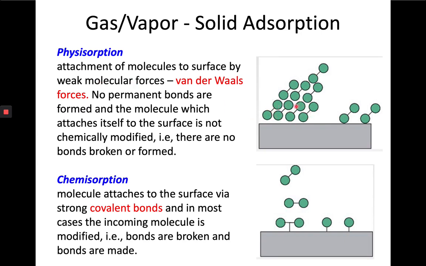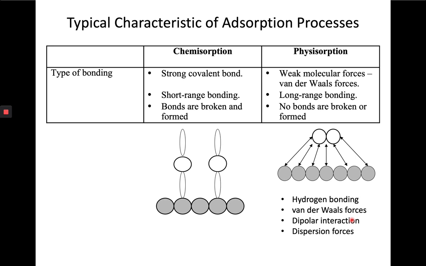There are no permanent bond formed between the gas molecule with the solid surface. The gas molecule is not chemically modified, which means there are no bond broken or formed. On the other hand, chemisorption involves attachment of molecule via strong covalent bonding. That means in this case, the gas molecule is modified where there are bond broken and formation of new bonding. In detail, we can differentiate between chemisorption and physisorption based on the following criteria.